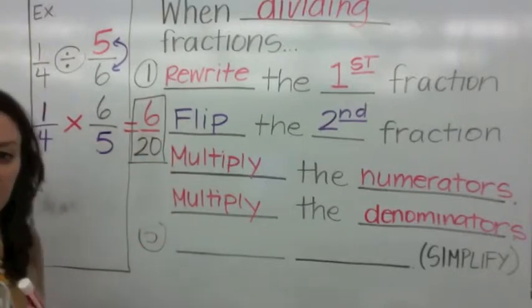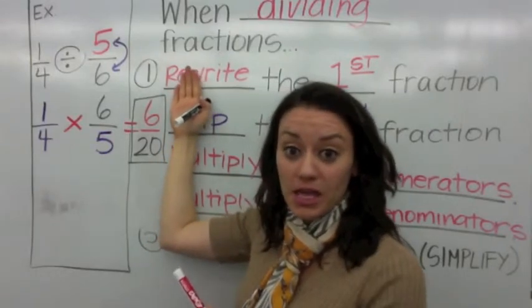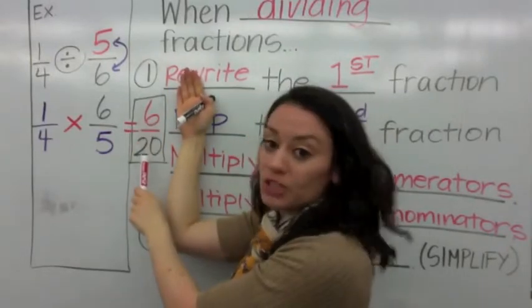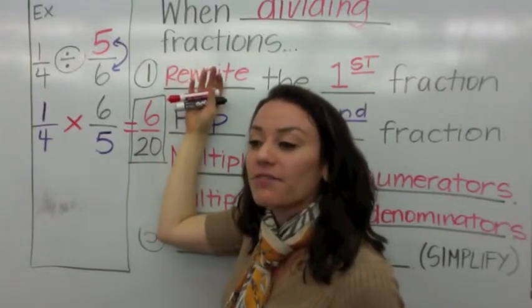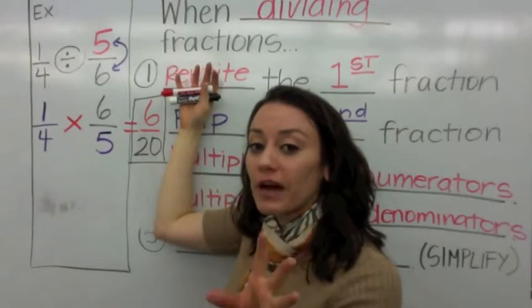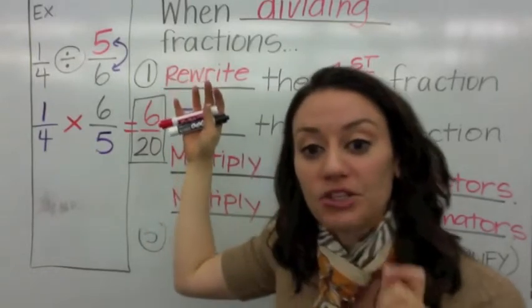See, 6/20, could you simplify 6/20? Could you simplify it? Yes. 6 is an even number and so is 20. They're both even numbers. So if they're even numbers, what could you divide by to simplify? You could divide by 2. Okay, let me show you an easier way.